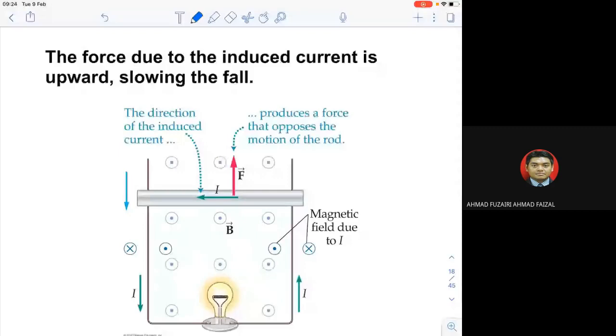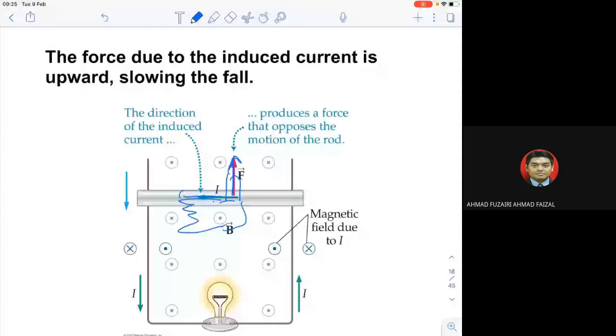That should be your hand, and that should be your thumb. This is your thumb. So this is the direction of current, and you go with your right hand rule, the rest of your hand goes out of the page, and then it will go upwards. So we are saying that the induced current is upward and will slow down the fall of the metal. It will slow down the fall of the metal.